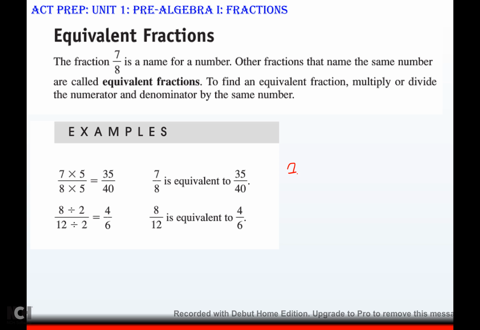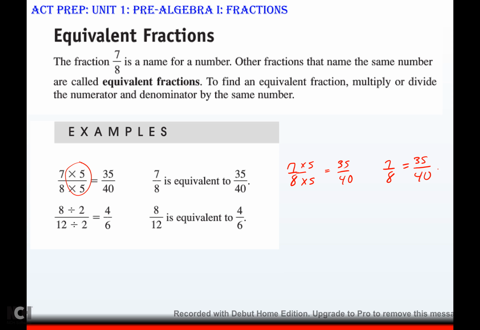So they started with 7/8 and they wanted it bigger. You can do whatever you want as long as whatever you do to the bottom, you do to the top. And so they multiplied by 5 and got 35 out of 40. 7 over 8 is equivalent to 35 over 40.